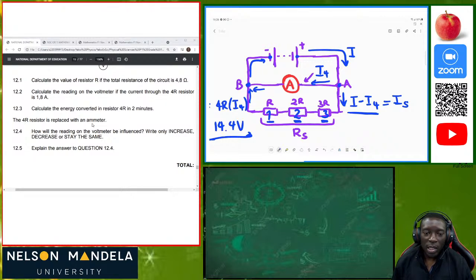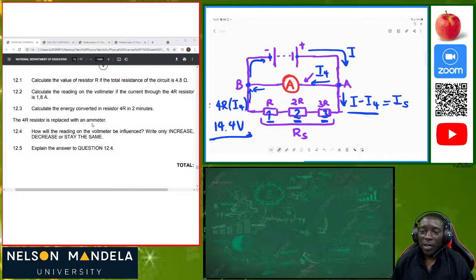So in this case, we are not placing the ammeter in that branch between A and B while the 4R resistor is still connected, because the ammeter would have recorded the 1.8 amps due to the presence of the 4R resistor. But what we're actually doing is removing completely the 4R resistor and placing an ammeter there. So it's like an ammeter is connected across, basically. It's like we've connected an ammeter across that circuit.